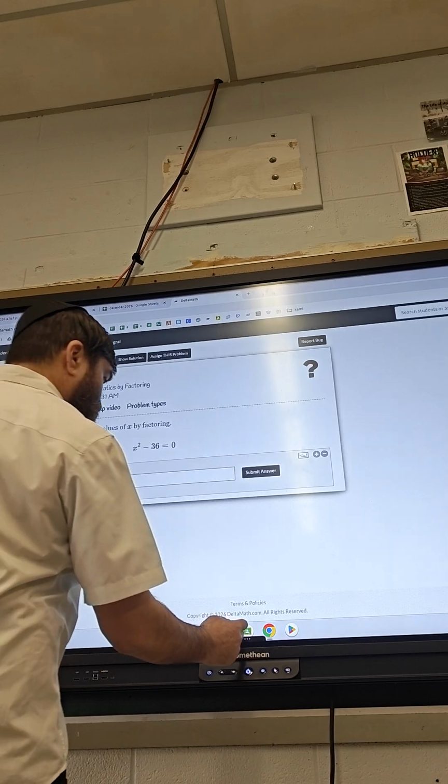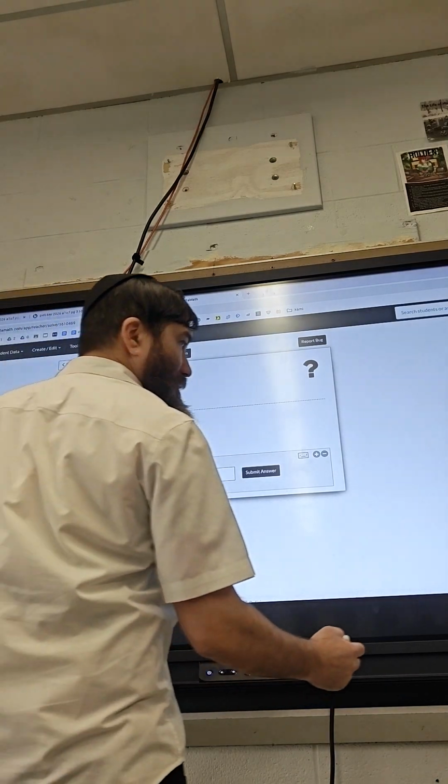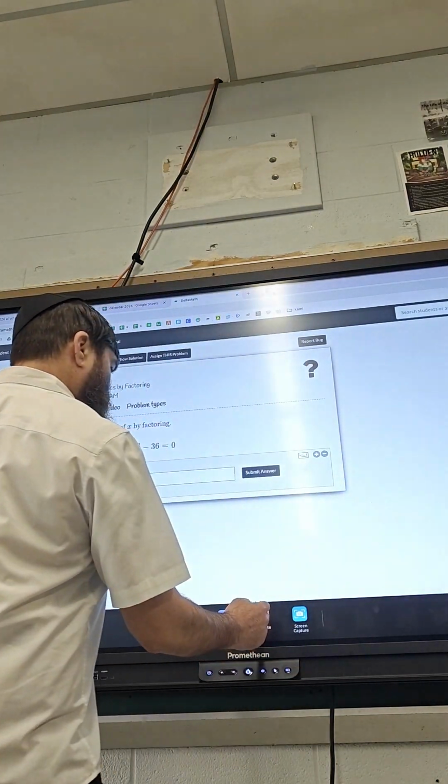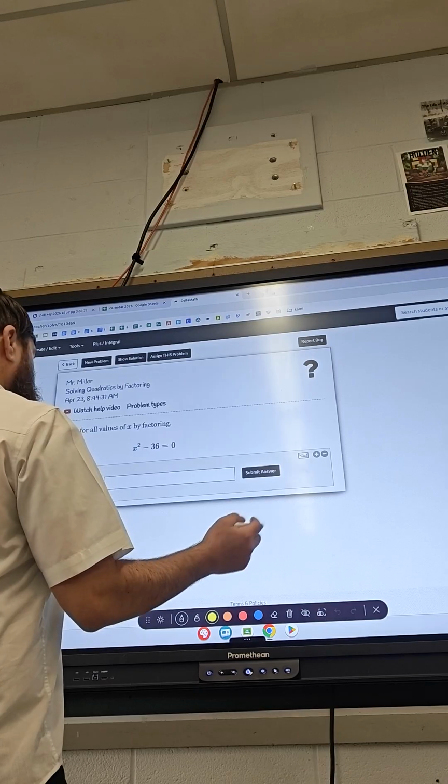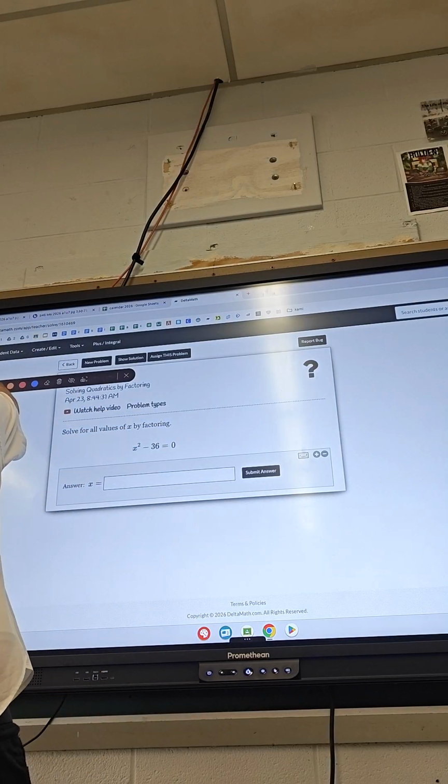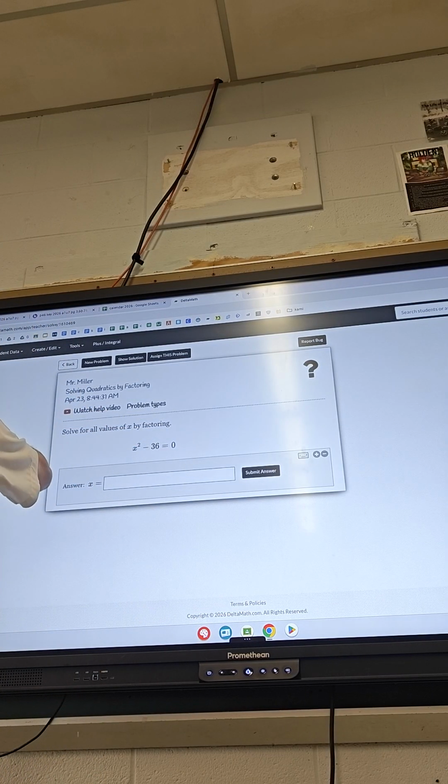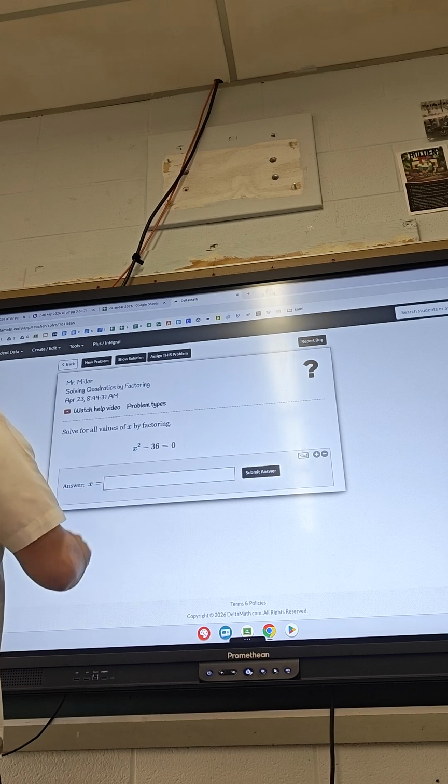I have to annotate, okay. Going back to the old days at the beginning of the year. I don't remember how to do this. Okay. So this is a difference of squares.